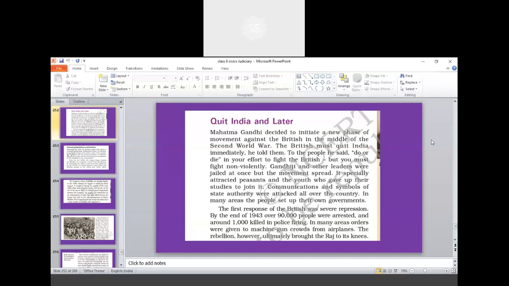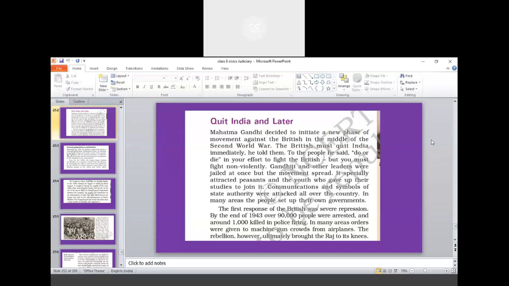When America entered the Second World War in the year 1942, Britain got the upper hand because of America's entry. Now, why did Mahatma Gandhi feel that this was the right time to start the Quit India movement? Because the British were very busy fighting the Second World War. Most of the British troops were not there in India at that time. So Gandhiji felt that this was the right time to fight for freedom, that is, the Quit India movement.